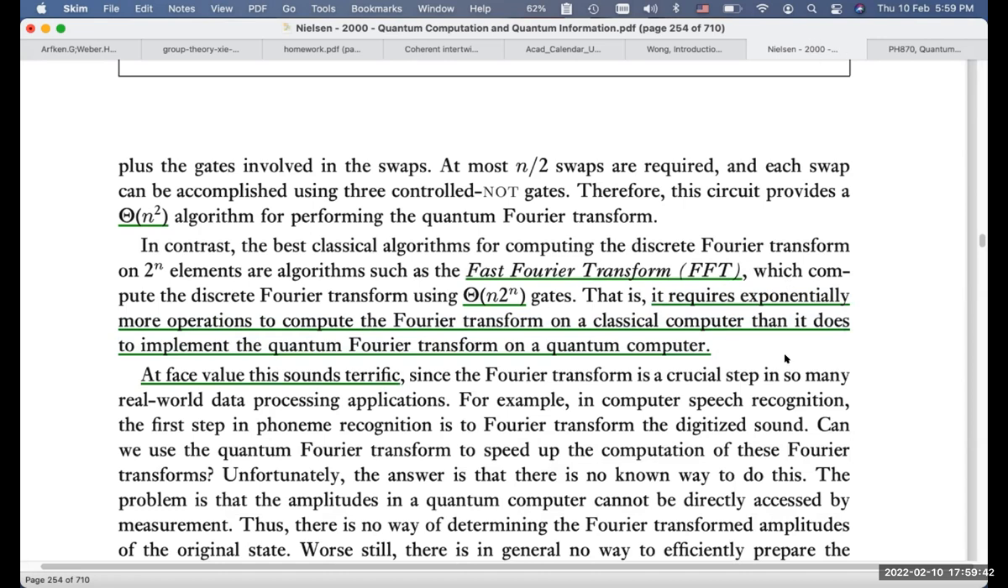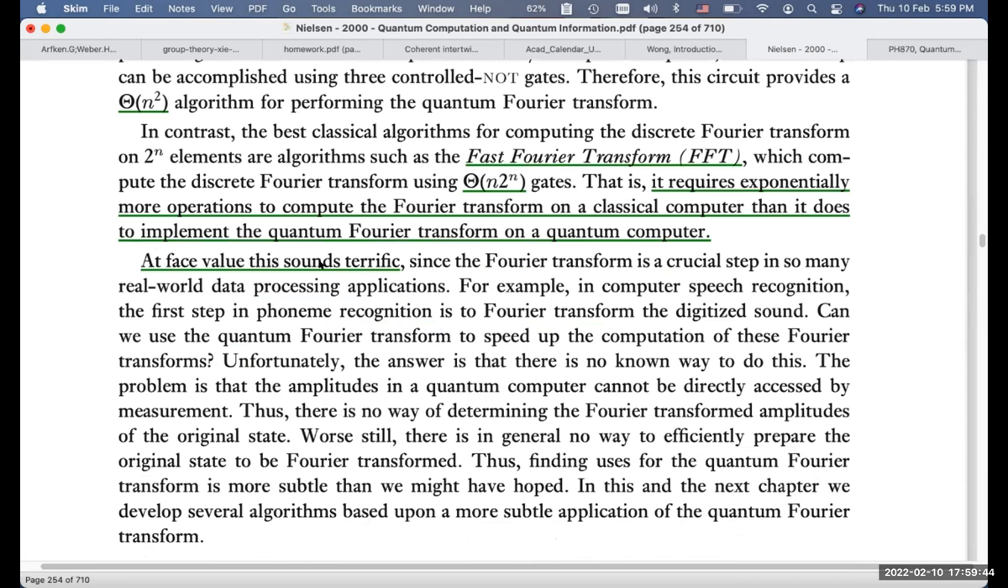But here comes a caveat. At face value, this sounds terrific, right? Because the Fourier transform is there in so many applications, right? Speech processing, image processing, anything.